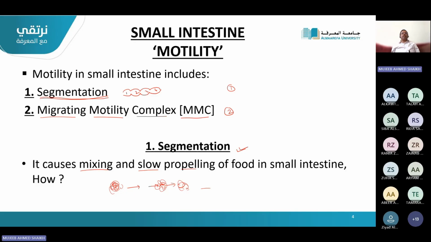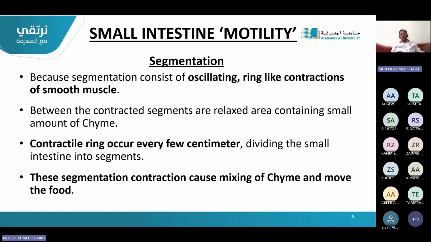What are segmentation contractions, and why are they occurring? We will see it here. These segmentation contractions are nothing but oscillating, ring-like contractions. Contraction occurs in the whole circumference of the small intestine. Suppose this is an uncontracted small intestine. A ring of contraction will occur here, then here, then here, and in this way it will divide the small intestine into different segments.